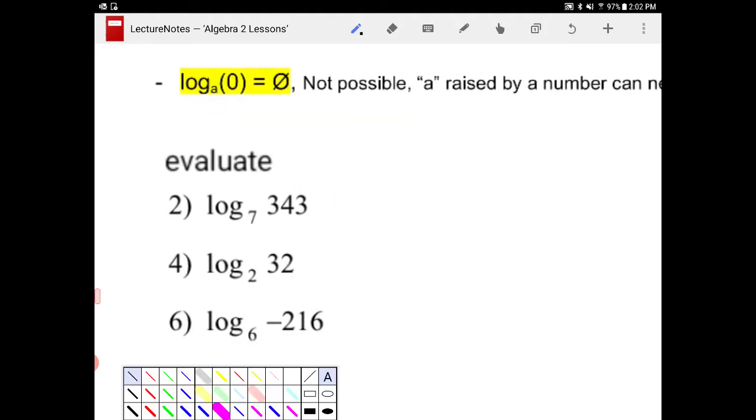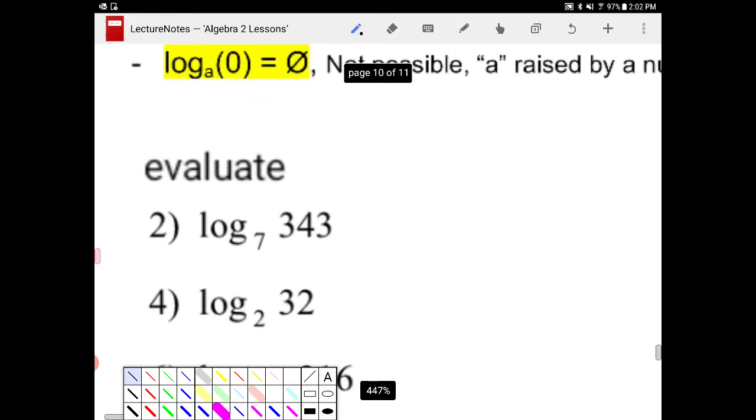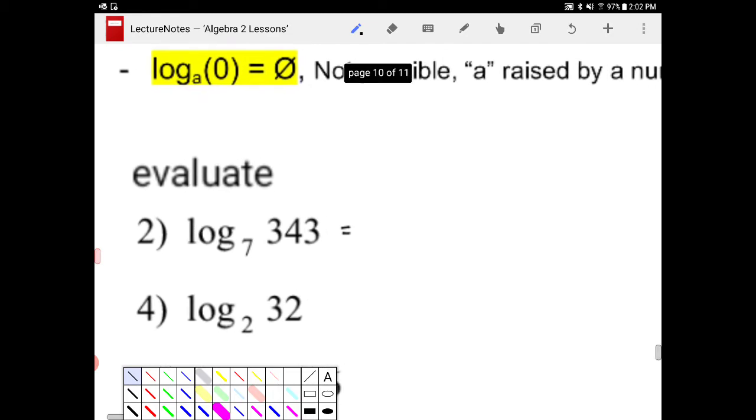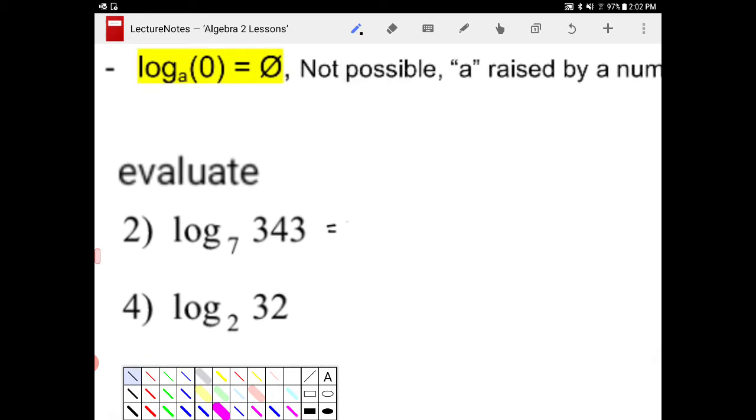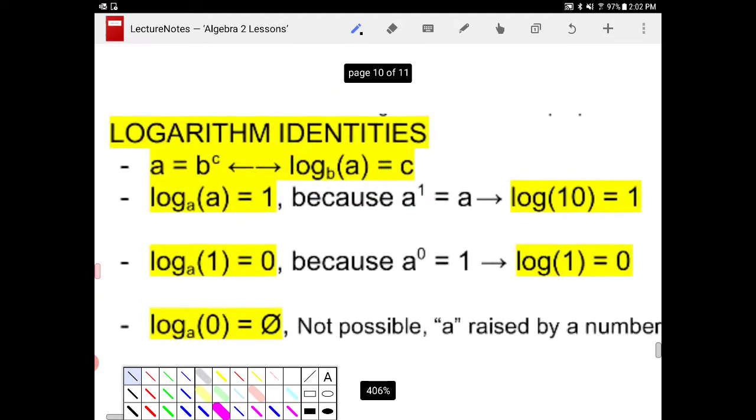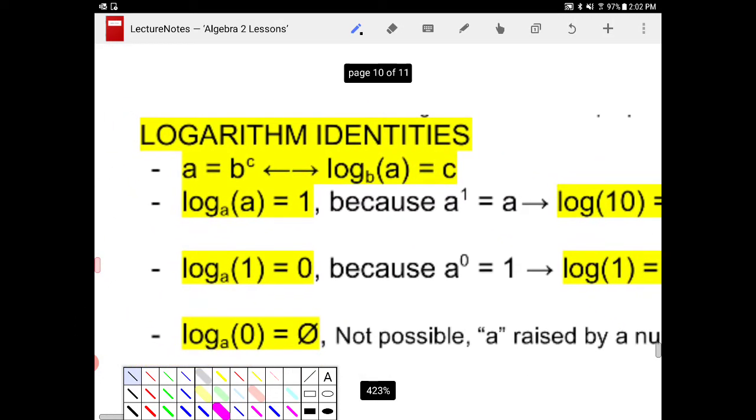Well, I don't know about you, but when I look at this, it's hard to tell what this is really asking for unless I attempt to do a little bit of conversion, right? So let's say this thing is equal to x, then what I'm asked to do is to figure out 7 to what power is equal to 343. That is the conversion, right? And again, I am applying the first bullet point there.